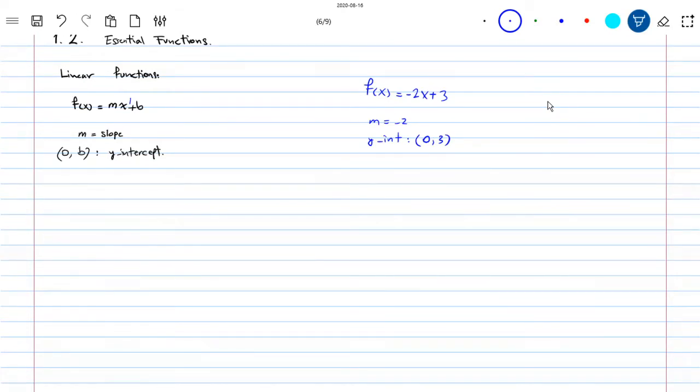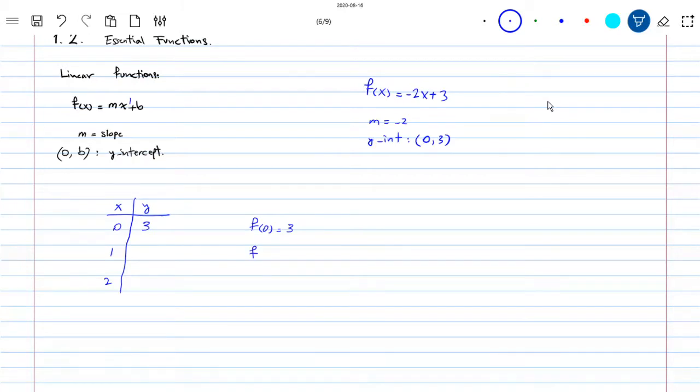So let's say you wanted to graph this function. What would you do? You will find some x and y coordinates. Let's pick x equals 0, 1, and 2. Since it's a straight line, 2 points is just enough, but I'm going to pick 3 in case. If you pick 0, you get 0 times negative 2, which is 0, plus 3. So you're calculating f of 0, which turns out to be 3. So you'll get the y value of 3.